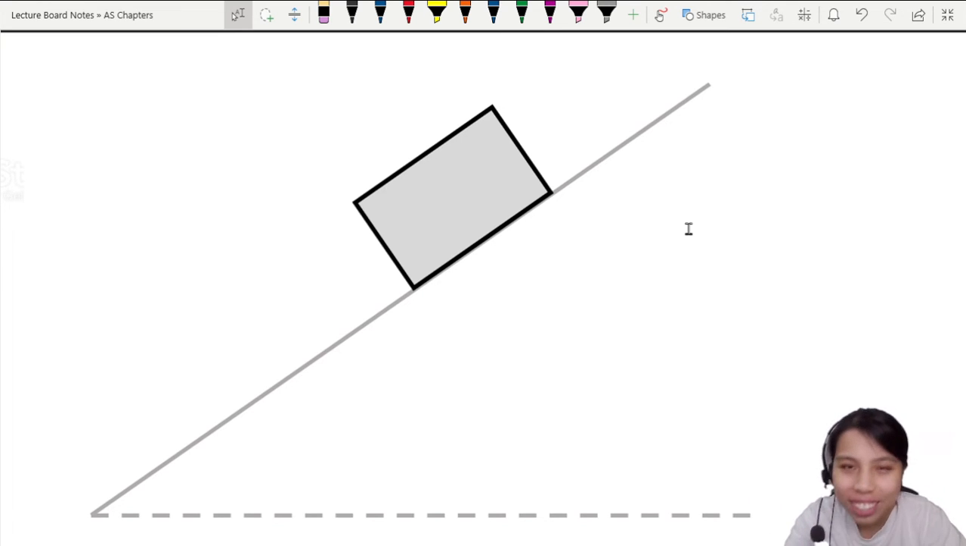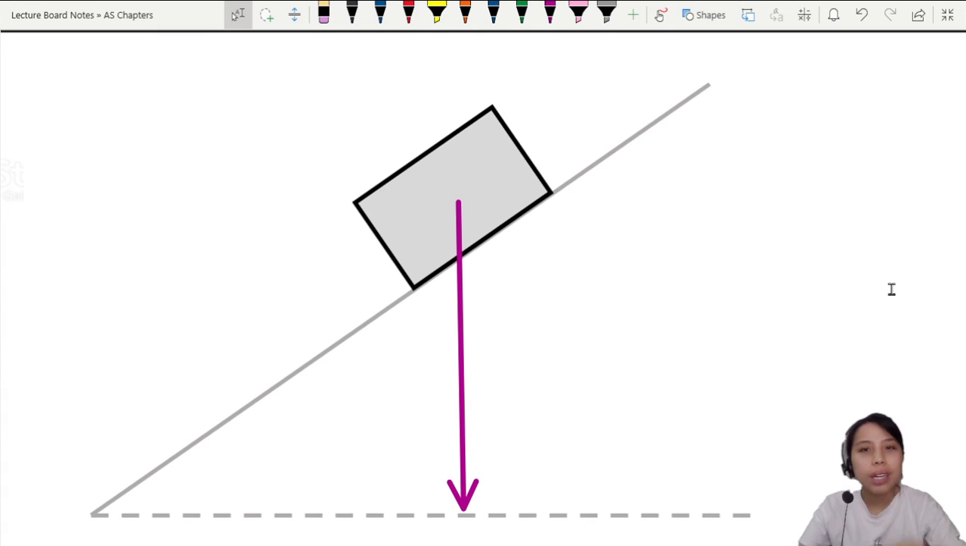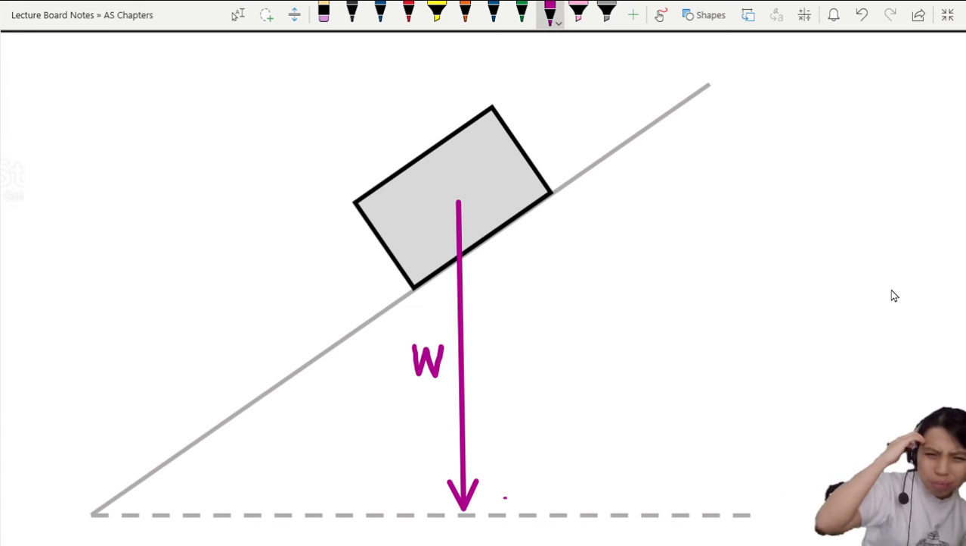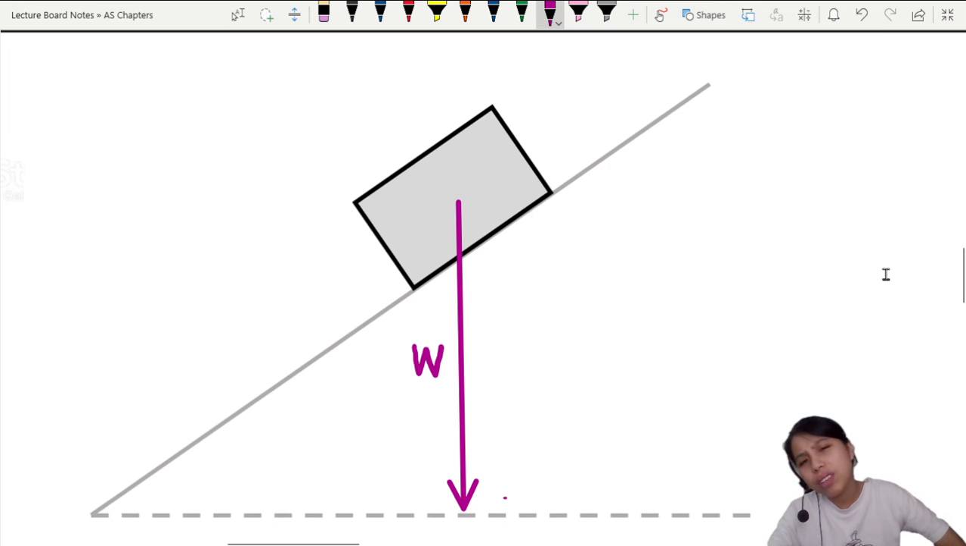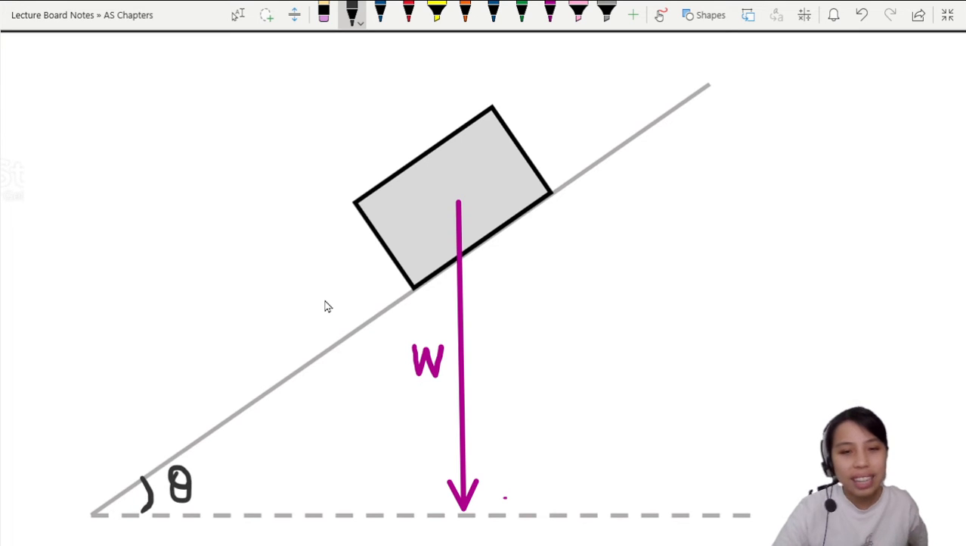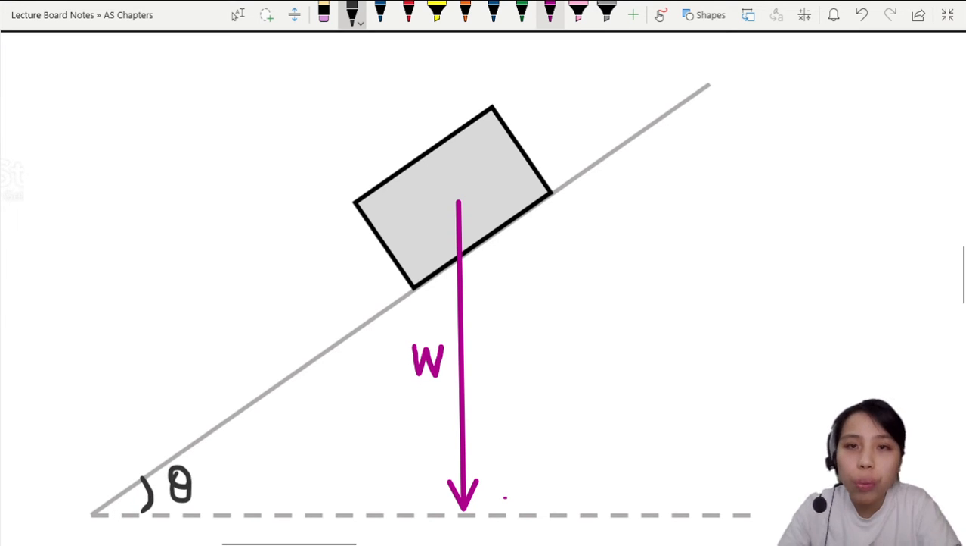Weight. That's right. So there we have it. One arrow called weight. This is going to be W. Weight of this object downwards. But the object is not going to accelerate downwards. If this weight causes the object to accelerate, it's going to be down the slope. The object will roll down the slope. So what you need to do whenever you see an inclined plane is you need to resolve weight, because this is at an angle theta. How to resolve weight?